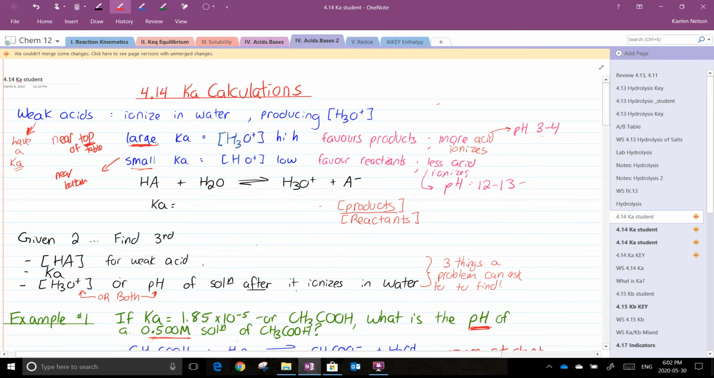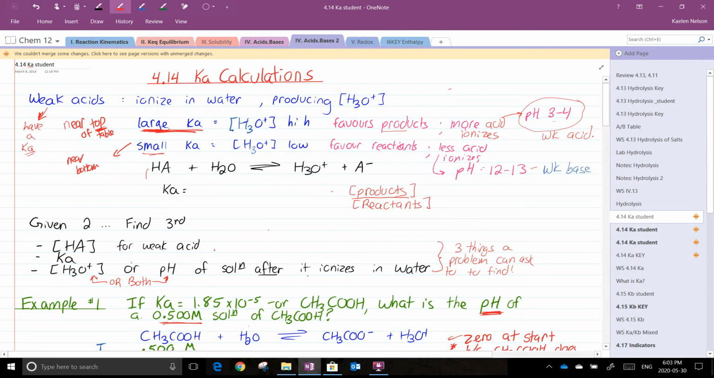If they're near the top of the table, they will have a larger Ka, which means they favor products, and you might get a pH in the 3 to 4 range, which is a very typical weak acid pH. And if they have a very, very small Ka, you might get a pH of 12 to 13, which is actually going to be done as a Kb in the next lesson. So this would be a typical weak base, but we will have a separate lesson on Kb.